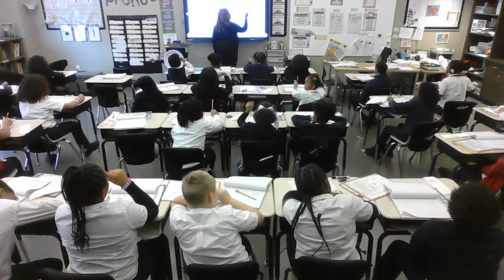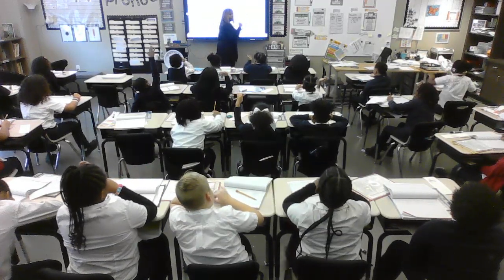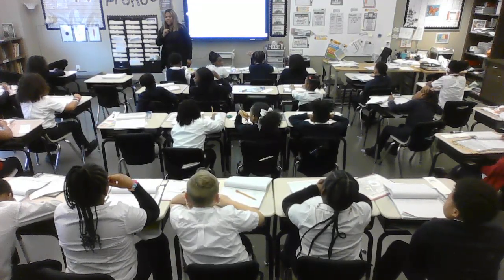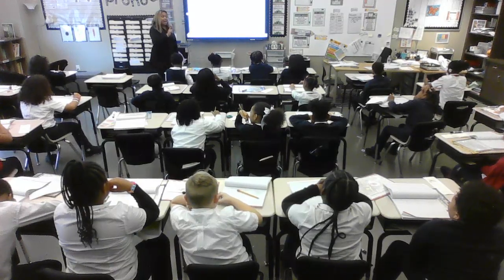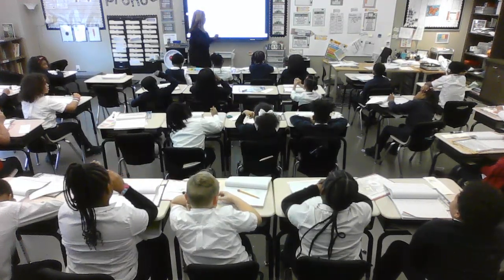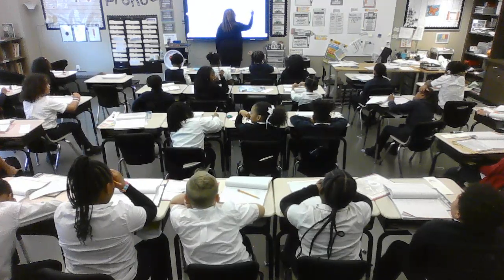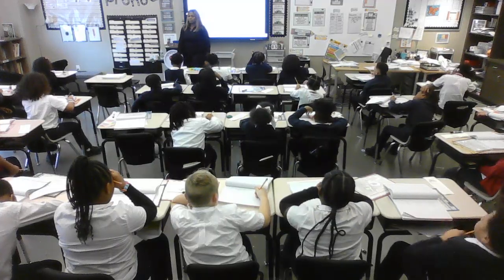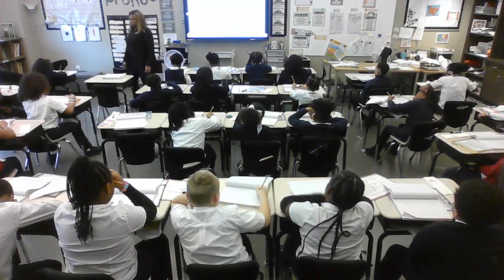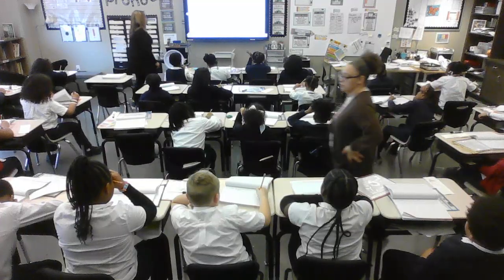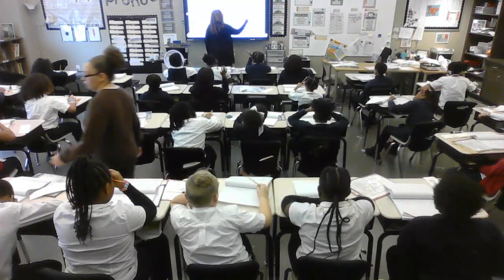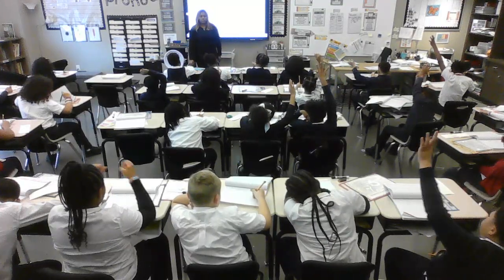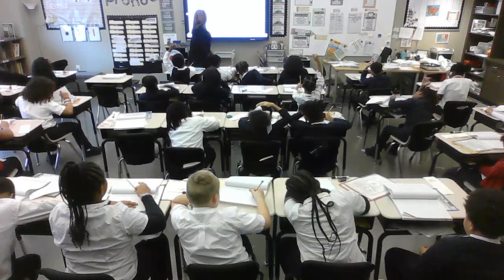2 times 7 equals what? Listen to the question. 2 times 7 equals what? 14. I'm still going to write that number down here because I still have to subtract it. What is 14 minus 14? 0.